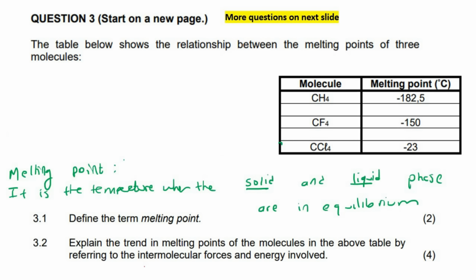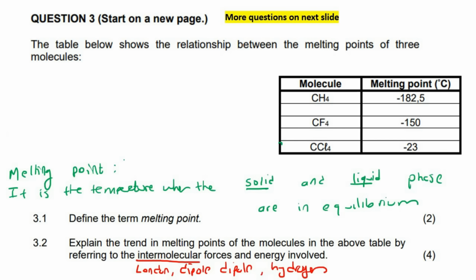Explain the trend in melting points of the molecules in the above table by referring to the intermolecular forces and energy involved. Okay, so remember, intermolecular, those are the forces that go between the molecules. Those are things like London, dipole-dipole, hydrogen. If they said intramolecular, or if they said interatomic, that's when we're talking about ionic, covalent, metallic. Okay, so explain the trend in melting points by referring to the intermolecular forces.